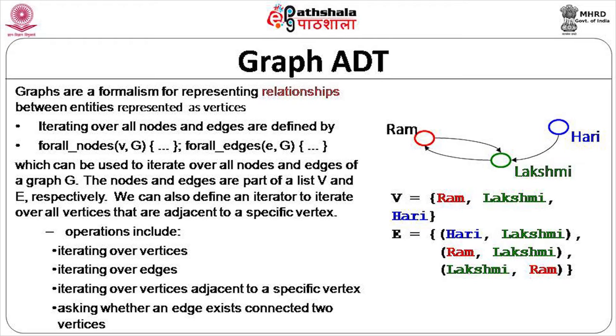And the operations here include iterating over the vertices, that is going one after the other over the vertices, iterating over edges, they are not the same, iterating over vertices adjacent to a specific vertex, and asking whether an edge exists connecting two vertices. Iterating means going over all the vertices, going over all the edges, iterating over the vertices that are adjacent to a specific vertex, that is, who are the neighbors, and then asking whether an edge exists between any two vertices. So, these are some of the operations that a graph ADT can have.